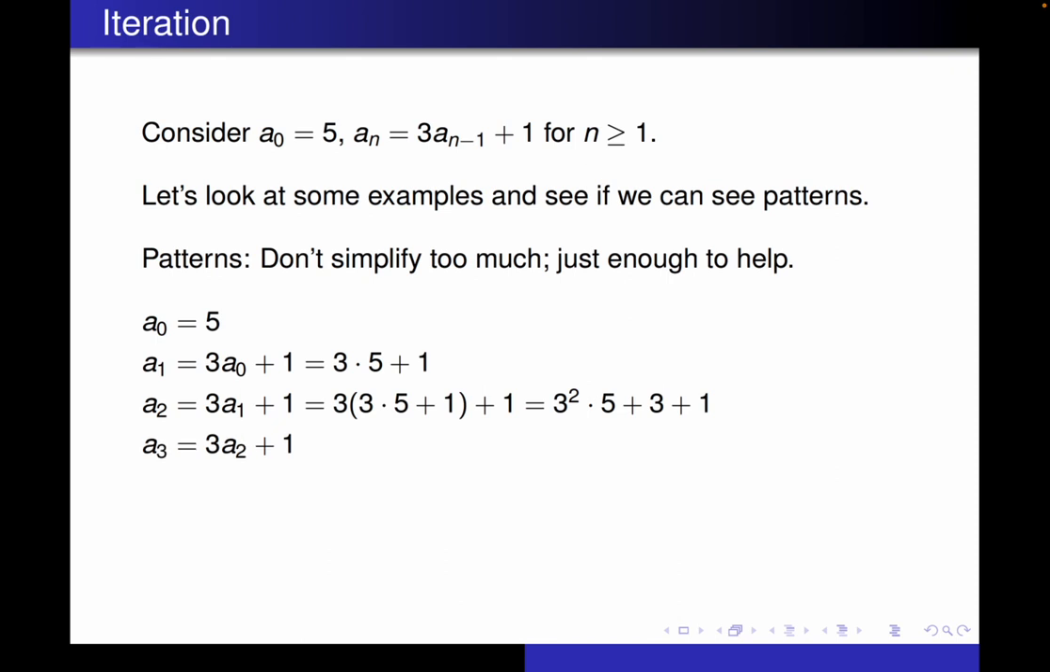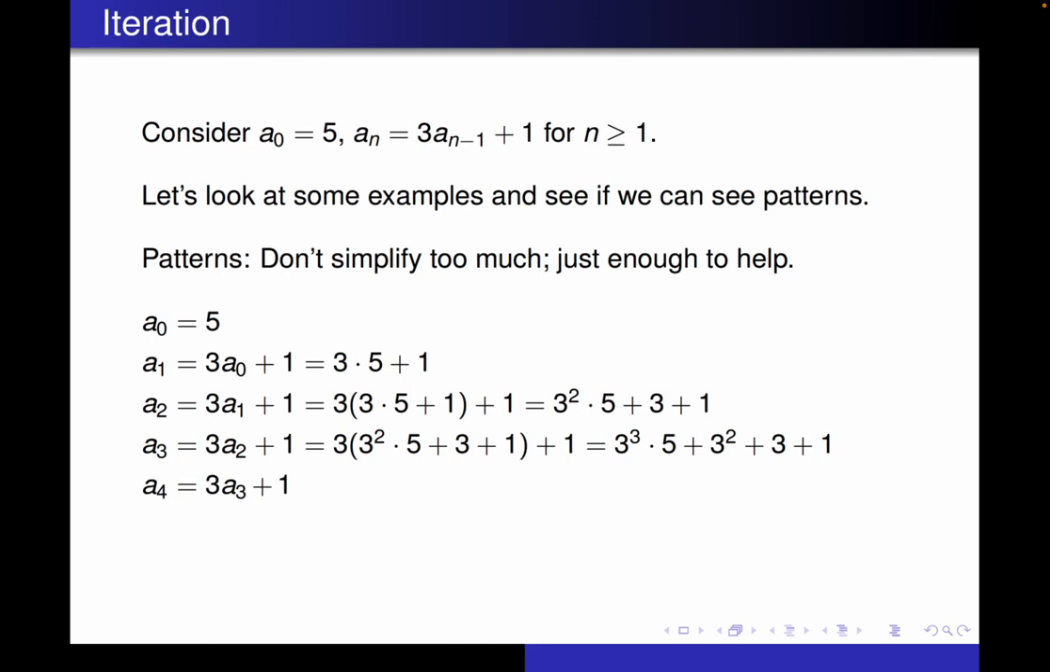Now, if we plug in n equals 3 into the recursive equation, we get 3 times a2 plus 1. Fortunately, we just got a nice expression for a2. And we're going to try the same trick of multiplying the 3 through, simplifying by using the distributive property, but not by anything else. And multiplying by the first term gives us 3 times 3 squared times 5, and that's 3 cubed times 5. Then we get 3 times 3, which is 3 squared. Then we get 3 times 1, which is 3. And then we get another plus 1 on the end.